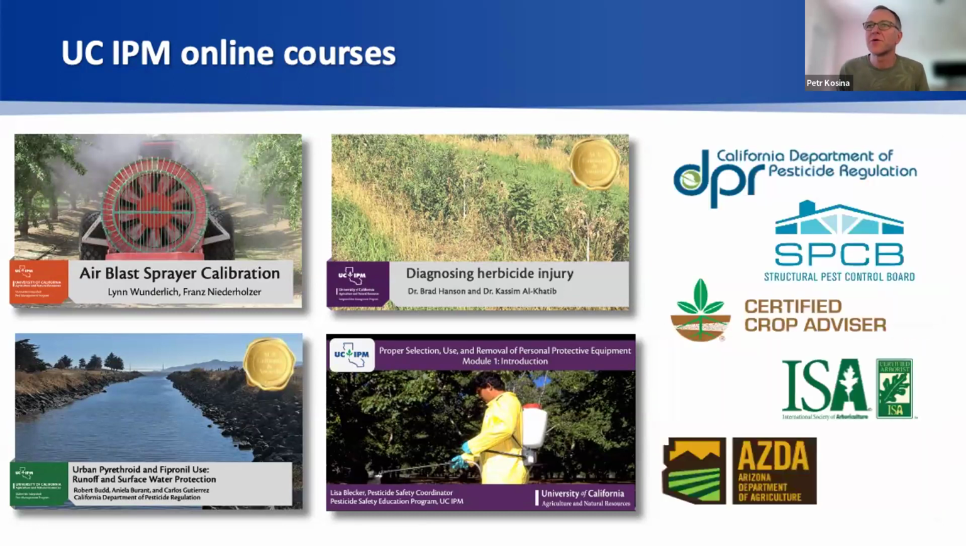We offer for most of our online courses continuing education units from a number of CEU awarding agencies. You can see their logos on the right of the screen. It's California Department of Agriculture, Structural Pest Control Board, Certified Crop Advisor, that's Crop Science Society of America, International Society of Arboriculture, and Arizona Department of Agriculture. And obviously these agencies have requirements that the continuing education courses have to meet. Particularly, the California Department of Pesticide Regulation is very strict.